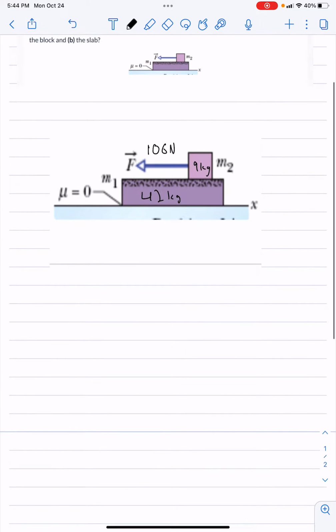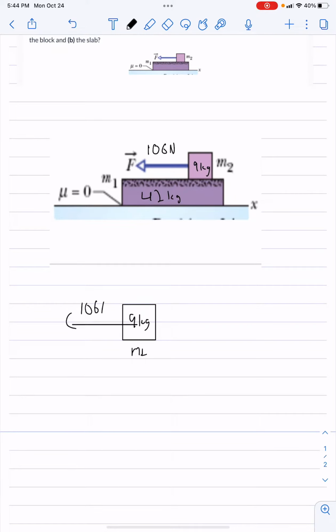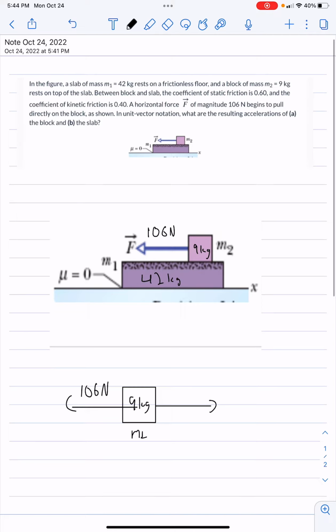So, let's draw a free body diagram of the block. The block M2, which is 9 kilograms, is pulled this way to the left by a force of 106 newtons. It's pulled to the right by the friction force. Now we're given both the static friction coefficient and the coefficient of kinetic friction.